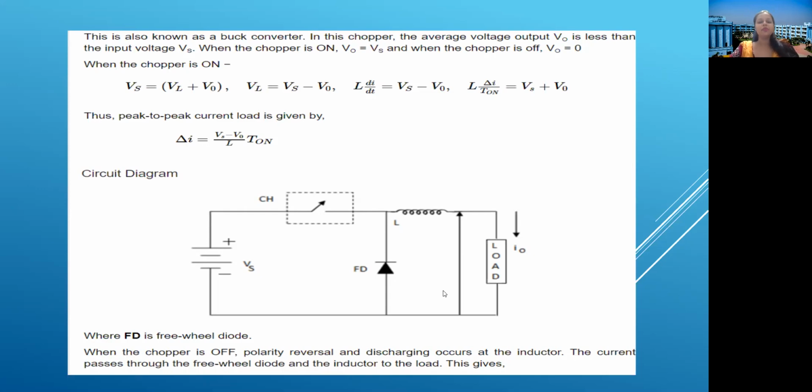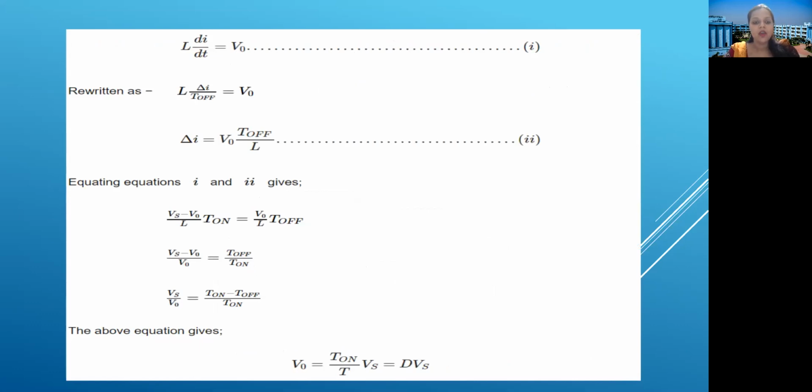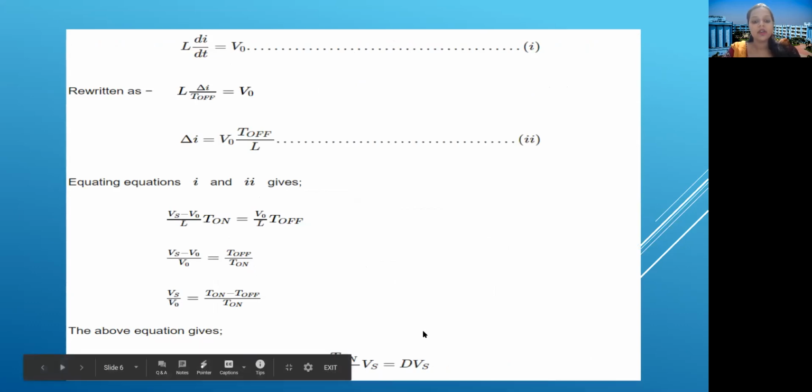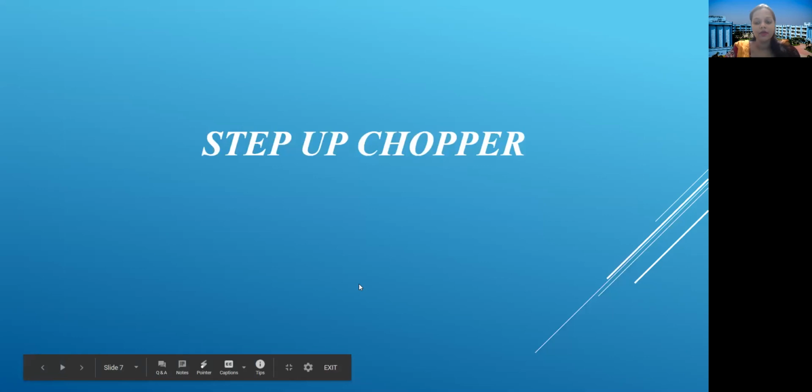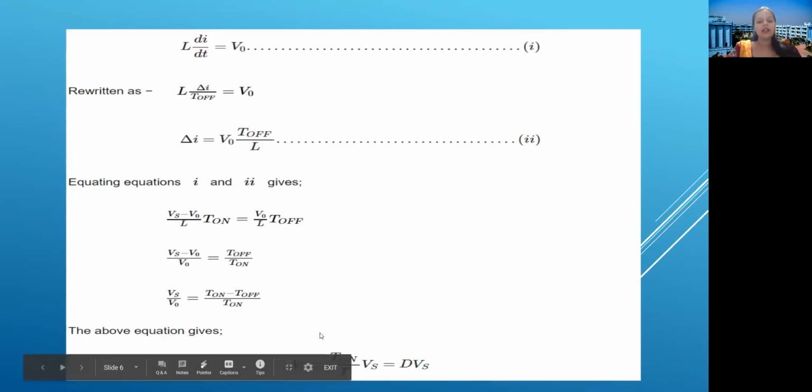This is the principle of step down chopper. Now in this particular slide, you can see the calculation part through which we can prove that the input voltage is higher than the output voltage. That is the principle of step down chopper. So this is the equation of step down chopper, where the output voltage is equal to D into Vs.